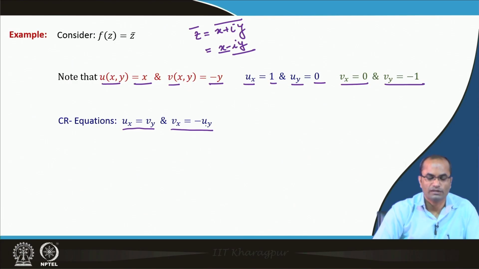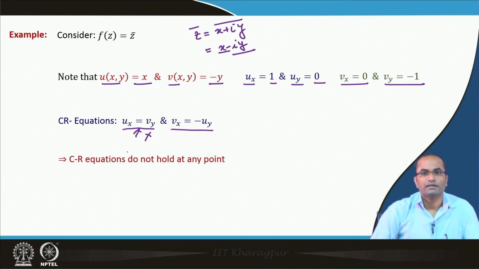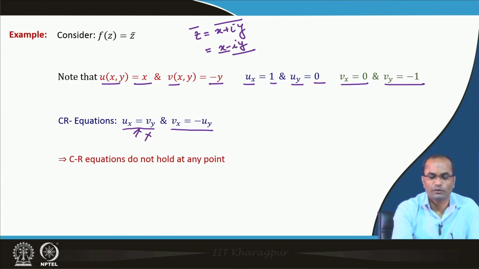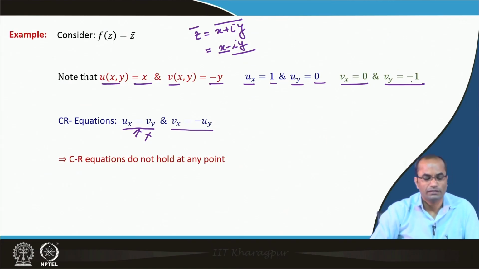These are the Cauchy-Riemann equations. Here, just to take a look, u_x was 1 and v_y was minus 1. So, they are not satisfied. This equation, for instance, is not satisfied. So, the CR equations do not hold even at a single point. They do not hold anywhere in the domain, because u_x is 1 and v_y is minus 1, so they can never be equal at any point.